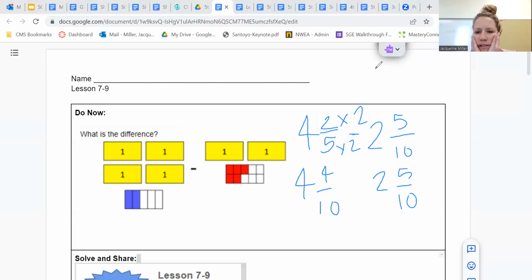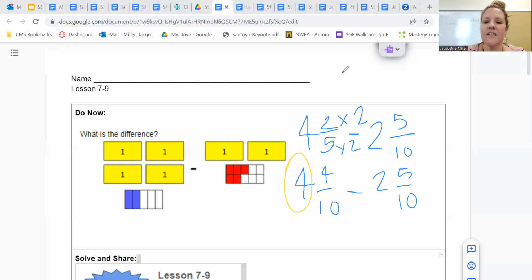Okay, well, we still have a problem. We cannot take away this 5/10 from this 4/10. So we have to borrow. The best way to explain this is that a whole number, which is here, is made up of parts. It could be 3/3, 4/4, 5/5, 6/6.